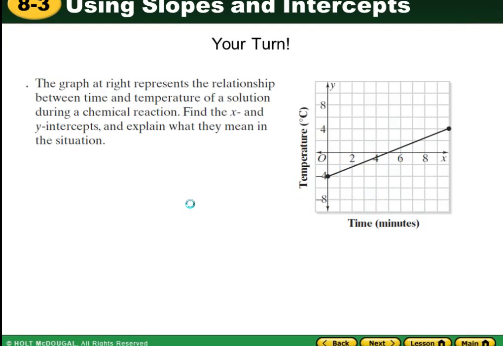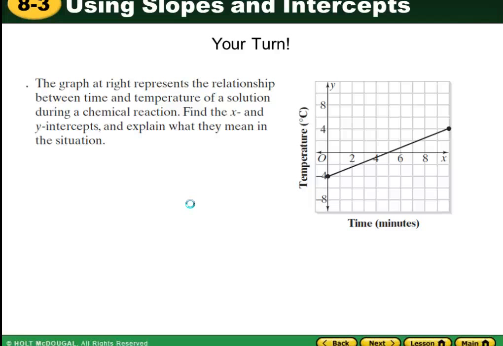Okay, now I want you guys to go ahead and try this one. I want you to first find the x-intercept and the y-intercept looking at the graph, and then tell me what it means. Okay, pause and then come back and get the answer.